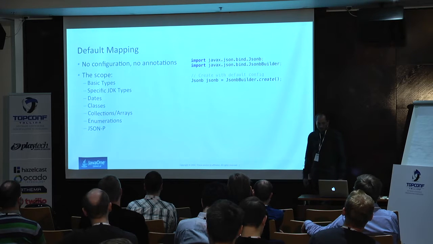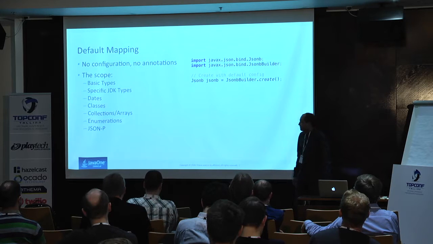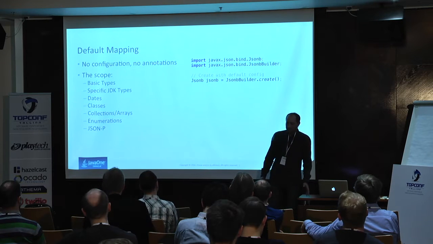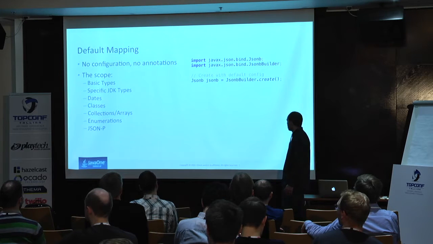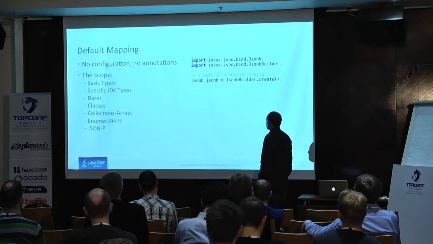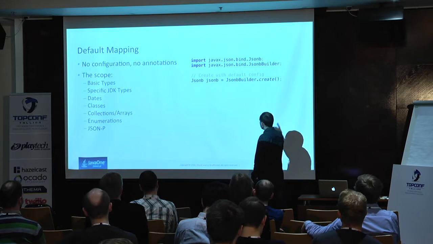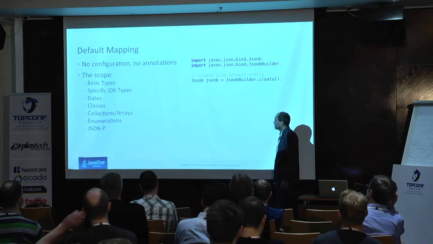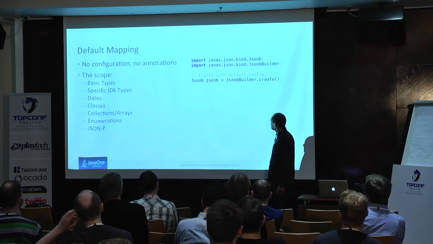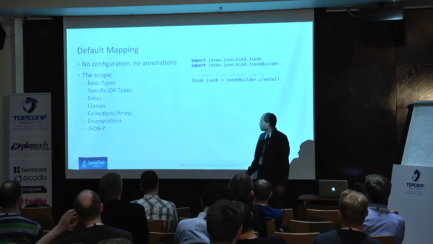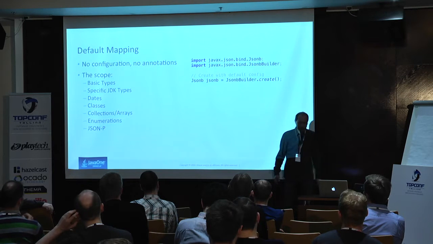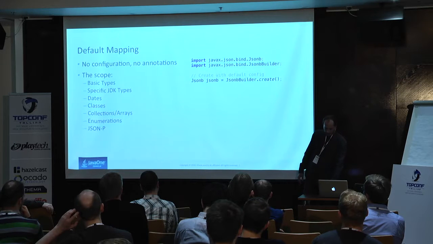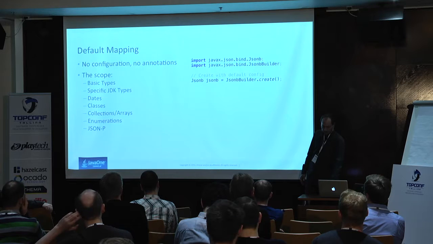So for default mappings, basically, as I mentioned, there are defined sets of default rules. So all you have to do in order to use JSONB is to create a JSONB object through the static method JSONB builder, and then everything will be handled. I'll go through particular scopes later. But let's take a look at what the JSONB interface offers.